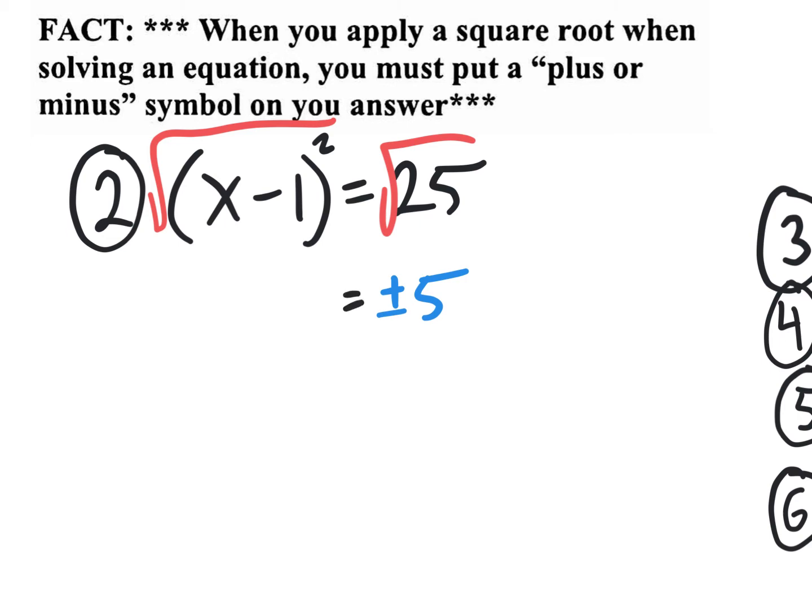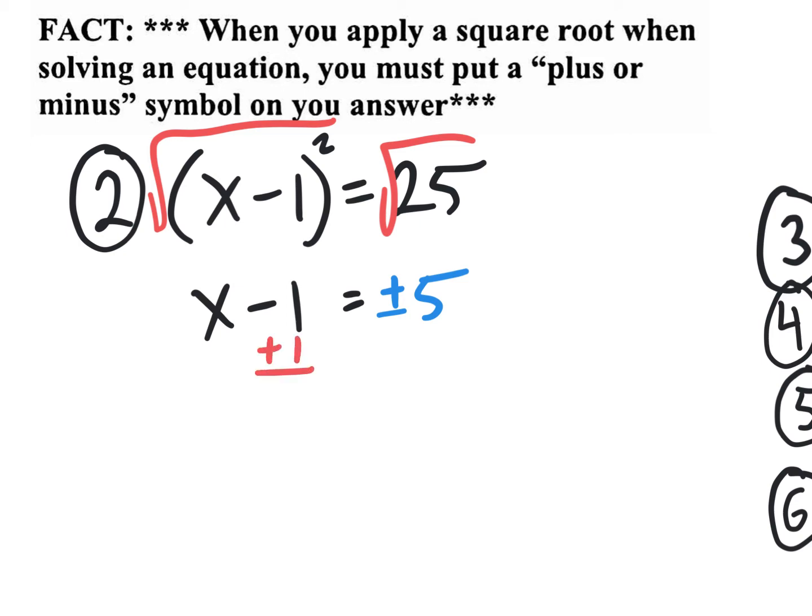On the left side, what do we have? We have an x minus 1 left over, and of course the square root and the square eliminated, so we don't even have to put parentheses. It's just x minus 1. Now for our final step to get x by itself, I want to do what? Plus 1. Add 1.